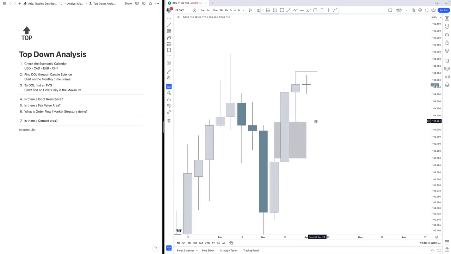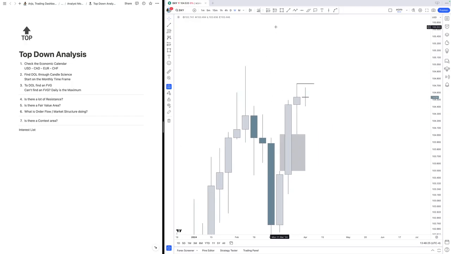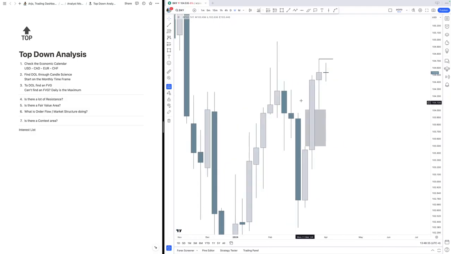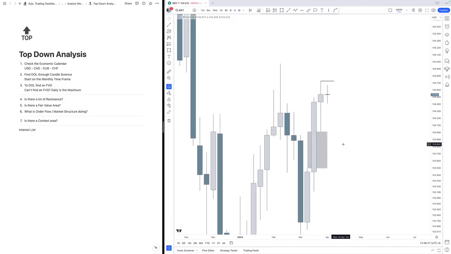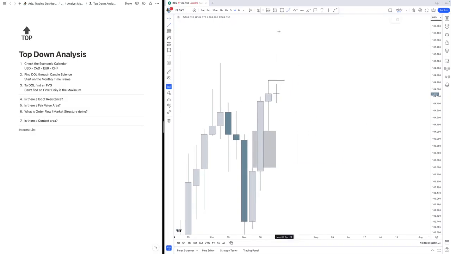So let's ask ourselves first a few questions. Is there a lot of resistance? No, on the weekly time frame right here, there's no more resistance. So that means potentially price can run quite fast right here already. All right, is there a fair value area? I would argue on the weekly right here, we're not really dealing with a fair value area. Potentially this one, but that's very premature and I wouldn't mark that out just yet.